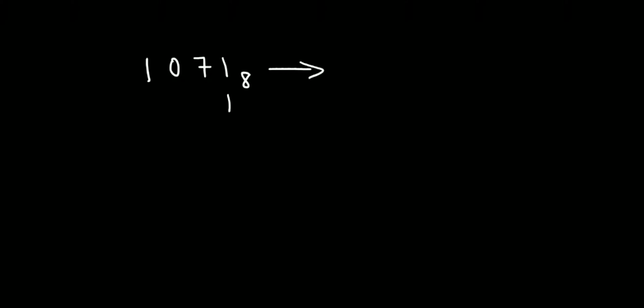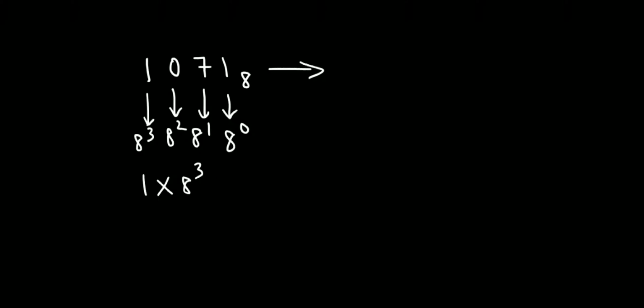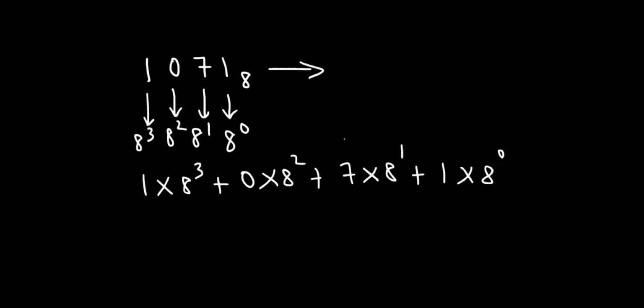1071 base 8, this is the octal number. Now again we will do the same thing: 8 to the power 0, 8 to the power 1, 8 to the power 2, 8 to the power 3. Now we will evaluate: 1 into 8 to the power 3, 0 into 8 to the power 2, 7 into 8 to the power 1 plus 1 into 8 to the power 0. Now we will evaluate this. It is 512 plus 0 plus 56 plus, 8 to the power 0 is 1, so 1 into 1, 1.